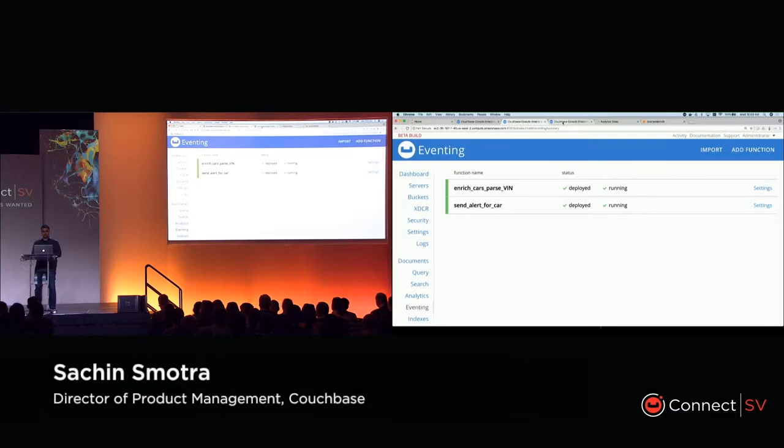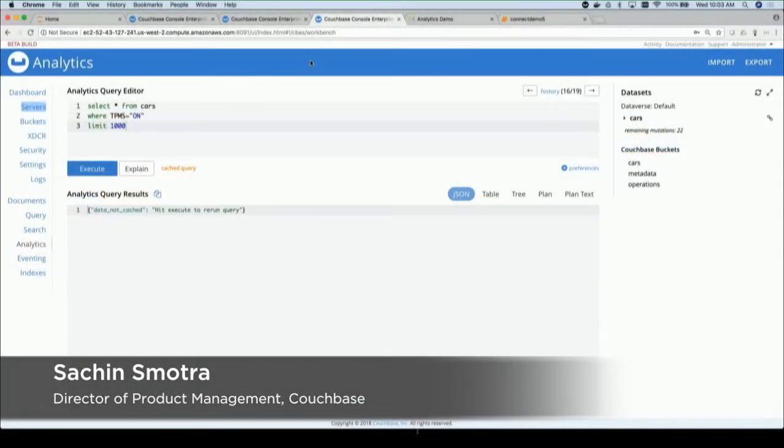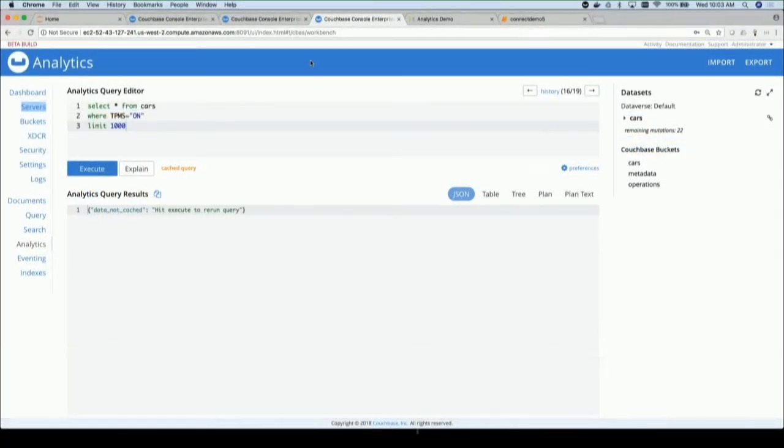Switch gears completely, and I'm going to put on my IT analyst hat, and I got an alert. I want to do some data exploration with that alert. The first thing that I'm going to do is find out if this is a one-off situation or this is affecting a whole lot of people. How many cars are actually sending such messages?